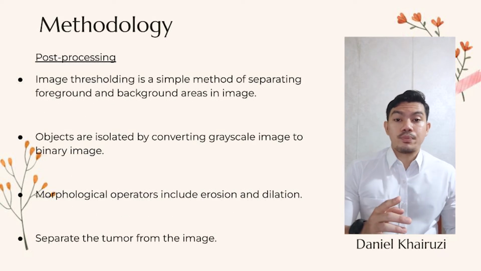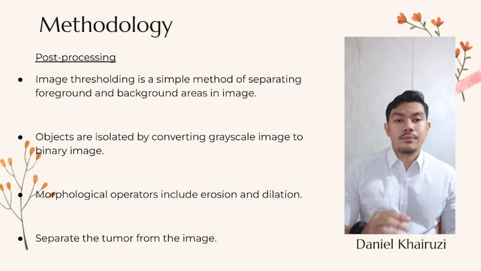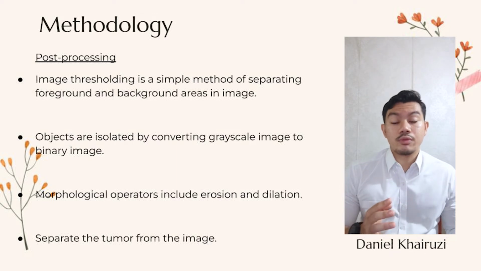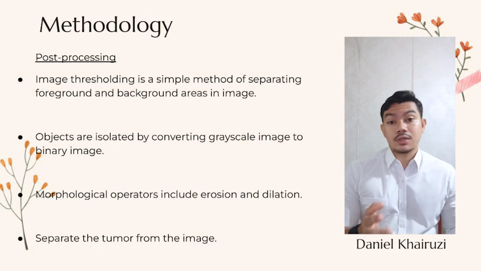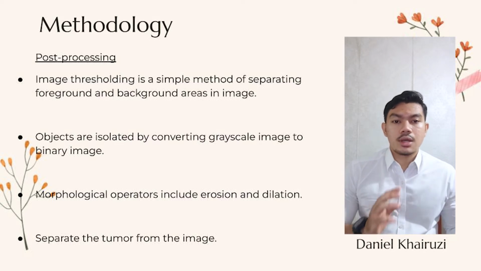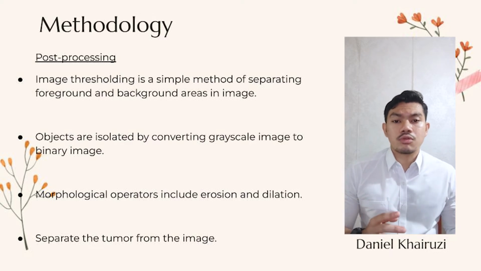Then we will go to post-processing. For post-processing, image thresholding is a simple but effective method of separating foreground and background areas in an image. This is a type of image segmentation technique in which objects are isolated by converting a grayscale image to a binary image. Morphological operators include erosion and dilation. After the image has been converted to binary format, morphological operations such as erosion and dilation are applied to it. The goal of the morphological operation is to separate the tumor from the image. The image now shows only the tumor segment.